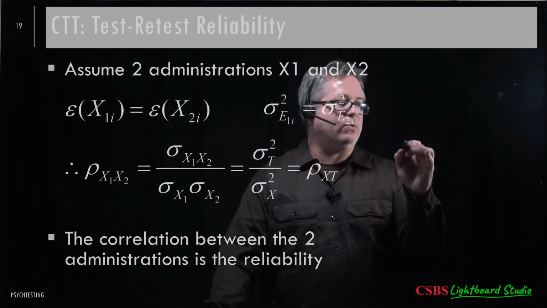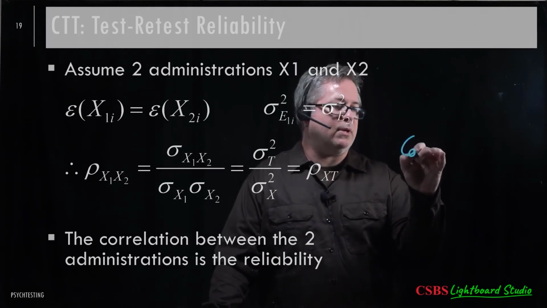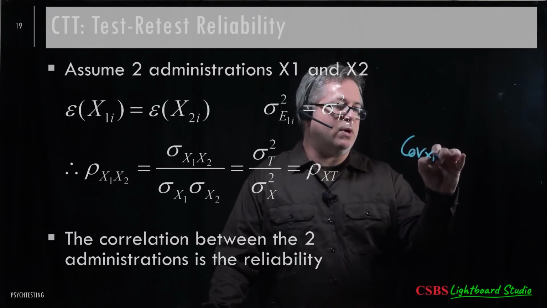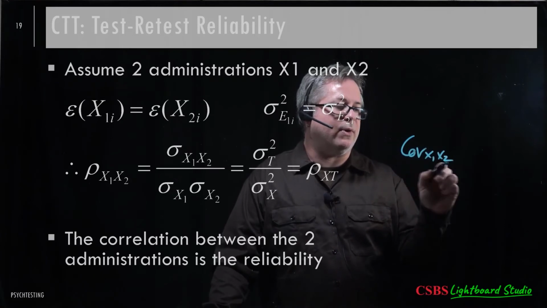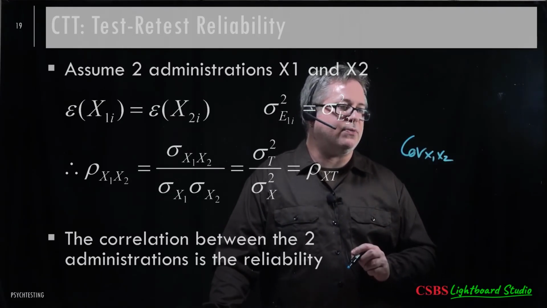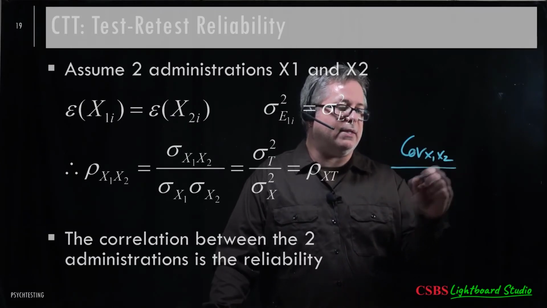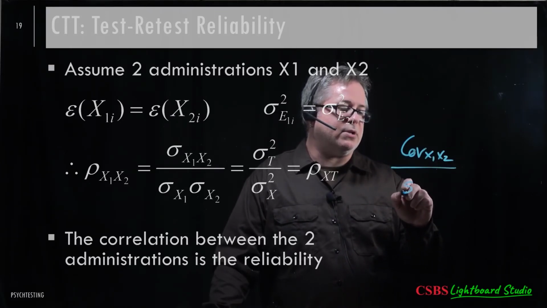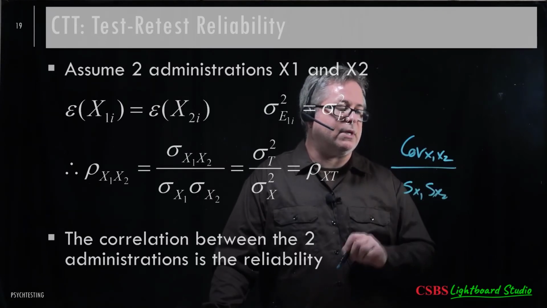We had written it this way. Let me rewrite it the way we did it before. So if I have x1 and x2, this is the covariance of x1 and x2, the two different times, the test and retest versions of the test. I would divide that by the standard deviation of x1 times the standard deviation of x2, the two different time points.